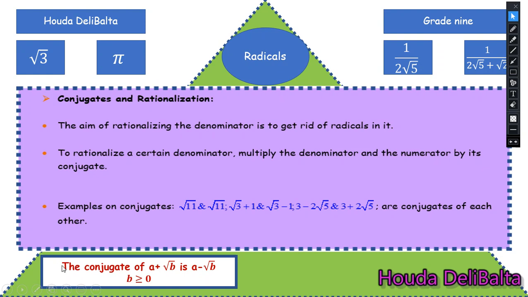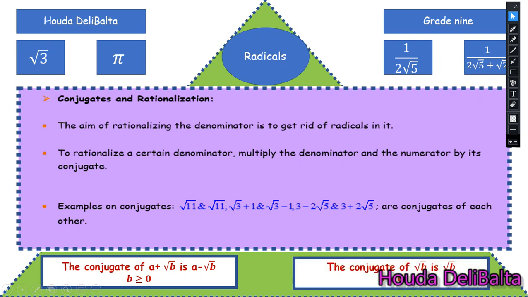Before, to sum up, these are the rules. The conjugate of a plus radical b is a minus radical b, where b is definitely greater or equal to 0 because it's under the radical. As I told you, when the values are separated by signs, for example here you have plus, then the conjugate is the same value but separated by minus in the middle. The conjugate of any radical not separated by plus or minus is the radical itself.